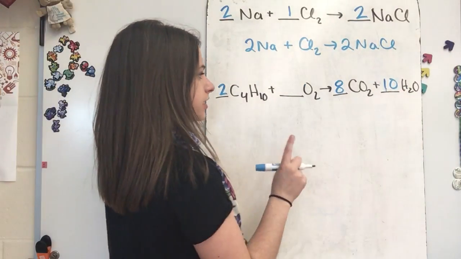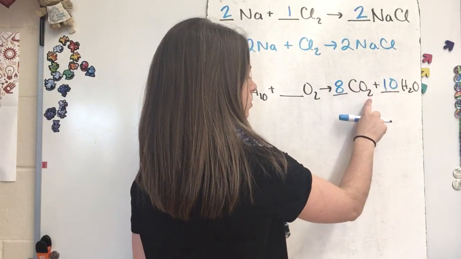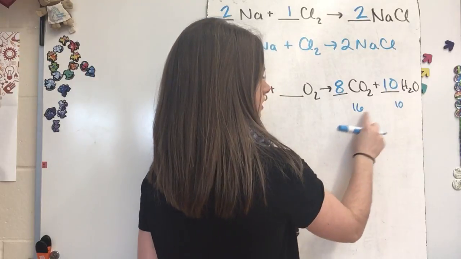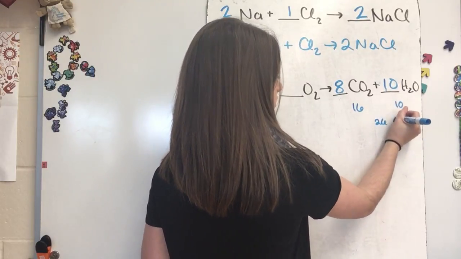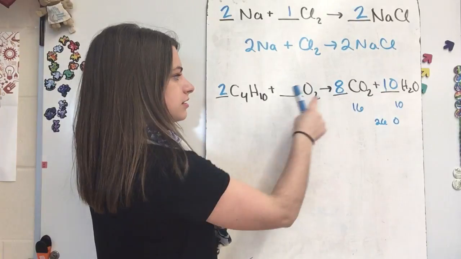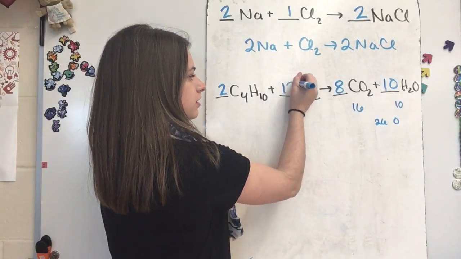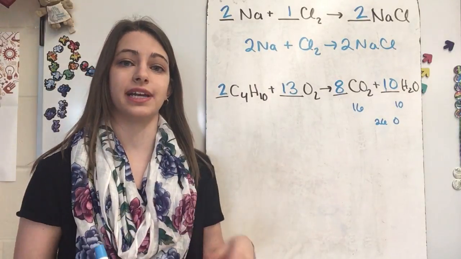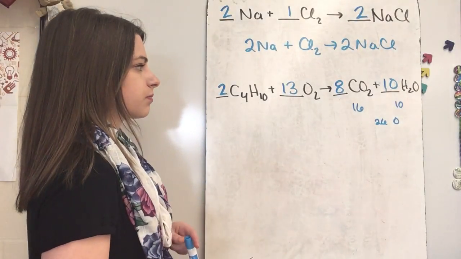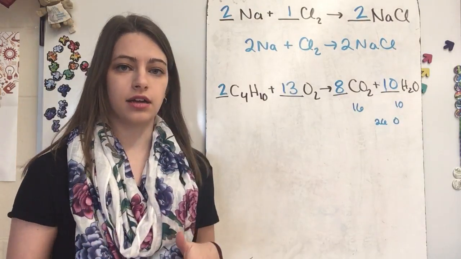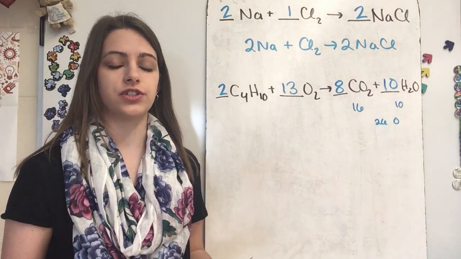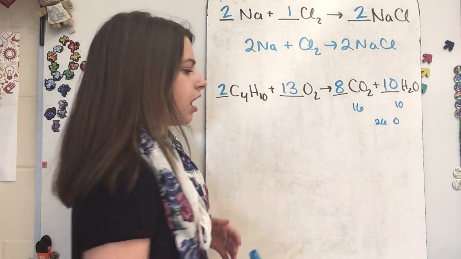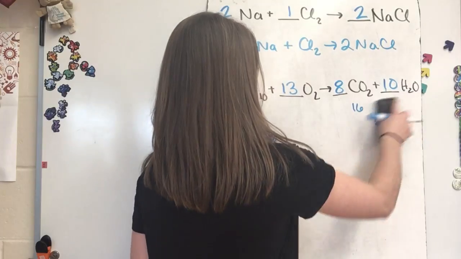Okay, so now let's check our oxygens. Let's do this again. So 8 times 2 gets me 16. 10 times 1 gets me 10. 16 plus 10 gets me 26 oxygens. 26 divided by 2 gets me 13 oxygens, or 13 O2s, which gets me 26 total oxygen atoms. So if you ever get stuck and you can't come up with a coefficient that's not a fraction or a decimal, try doubling everything. See if that works. Oftentimes, that will solve the problem.